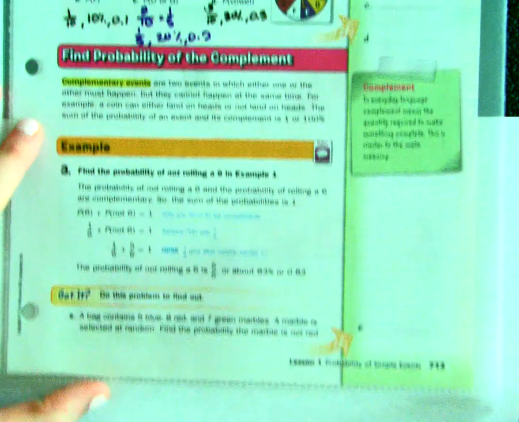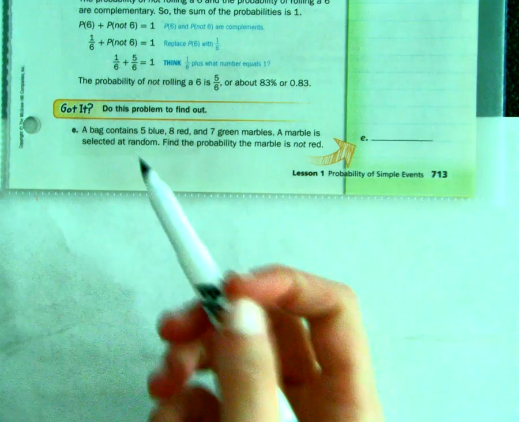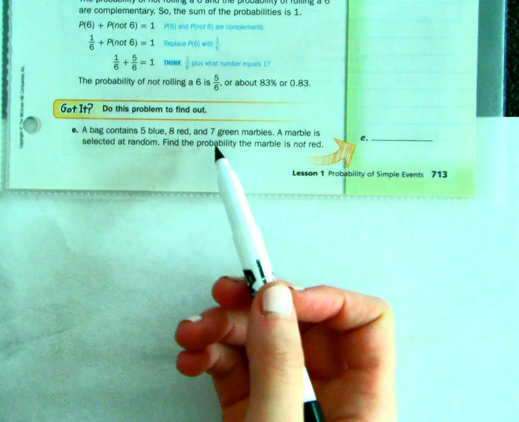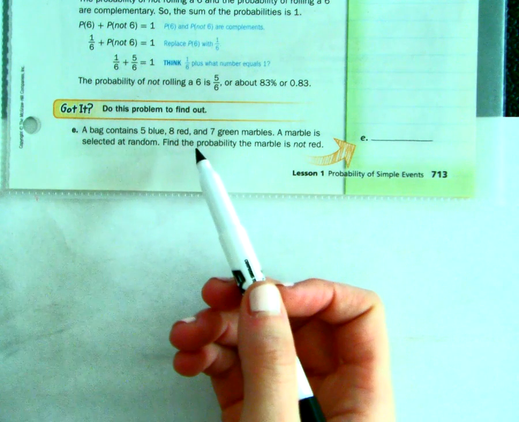All right? So if we look at example E, a bag contains 5 blue, 8 red, and 7 green marbles. A marble is selected at random. Find the probability the marble is not red. Again, I always start off with how many possibilities I have. I have 5 blue, 8 red, and 7 green. So 5 plus 8 plus 7 is 20.